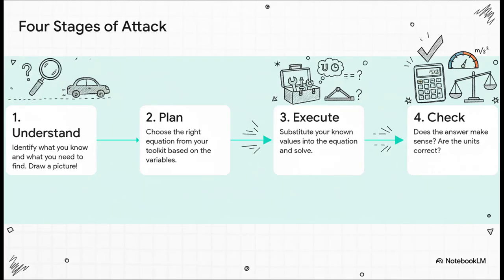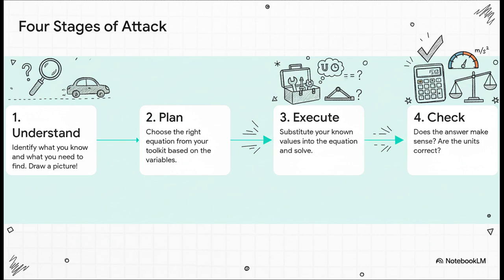This is it. This is your roadmap. First up, you got to understand what's going on. What information are you given? What are they asking you to find? Sometimes drawing a little sketch actually helps. Second, you make a plan. Based on what you know and what you need, you pick the one perfect equation from your toolkit.